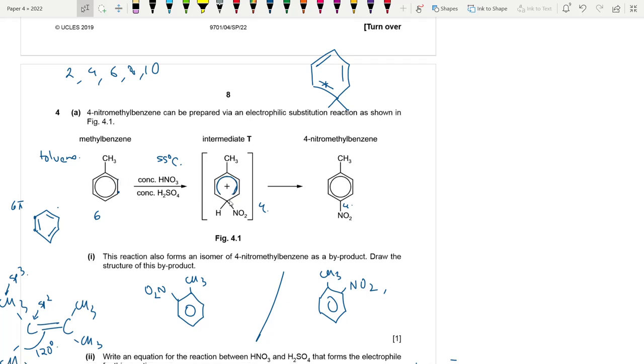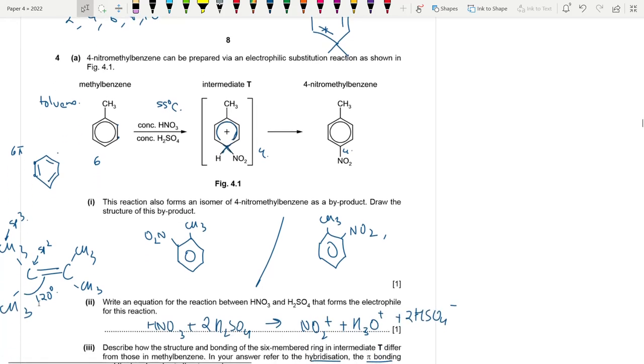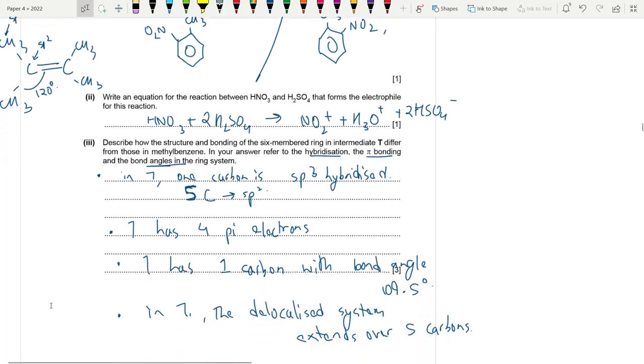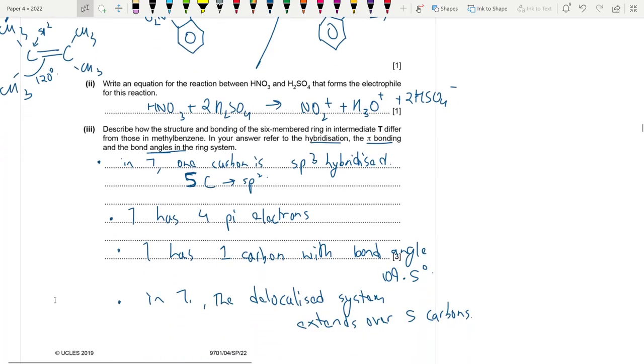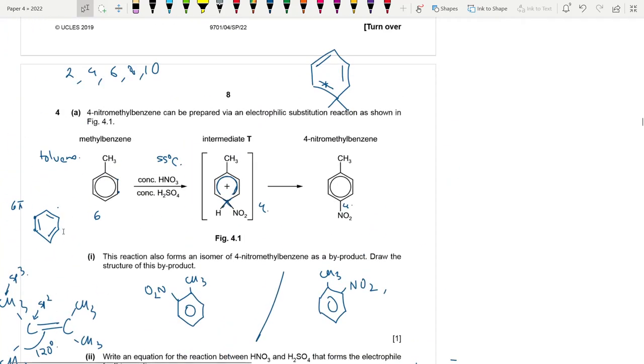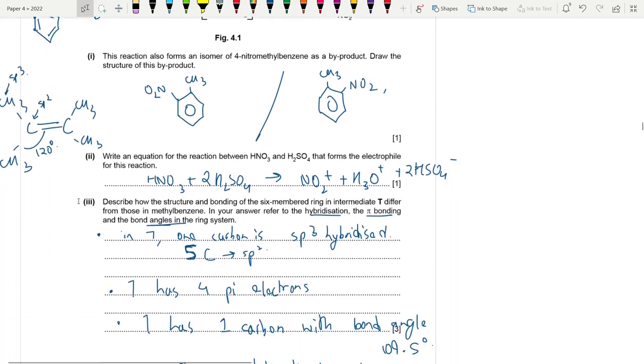But in the intermediate T, right, one carbon, this one over here, as you can see, it has 4 sigma bonds. So it is actually sp3 hybridized and it has a bond angle of 109.5 degrees. What other difference do we have? The intermediate has 4 pi electrons actually, and methyl benzene has 6 pi electrons. Okay, 6 pi electrons. Remember that.